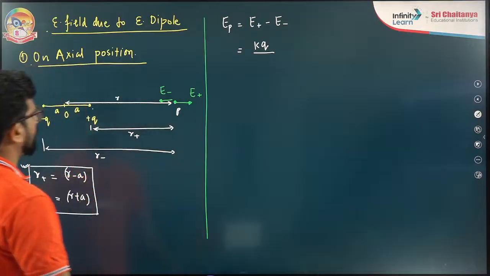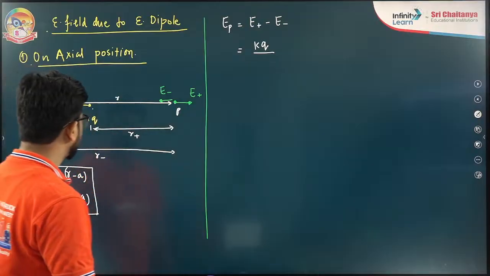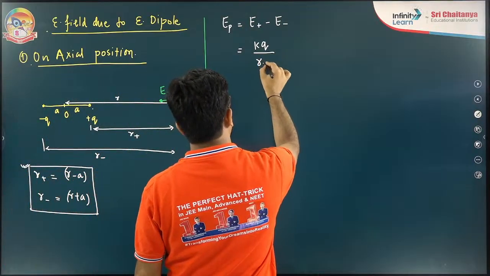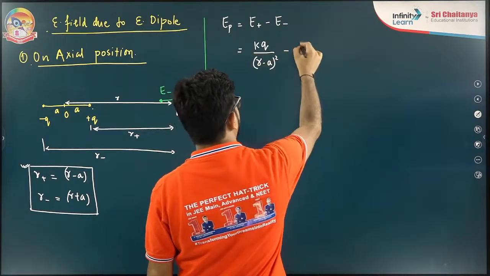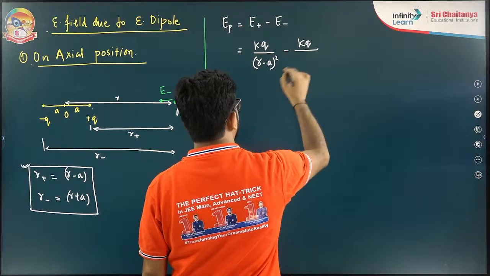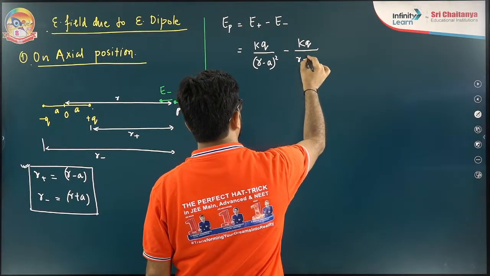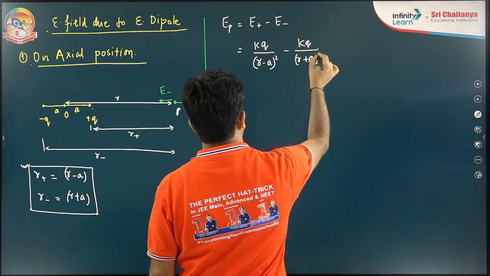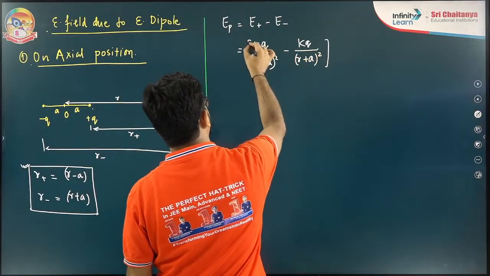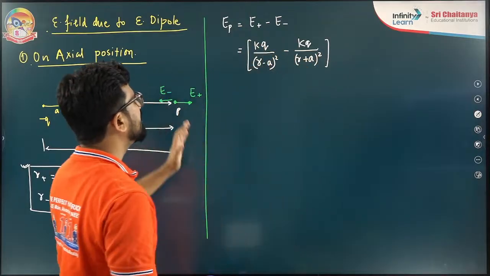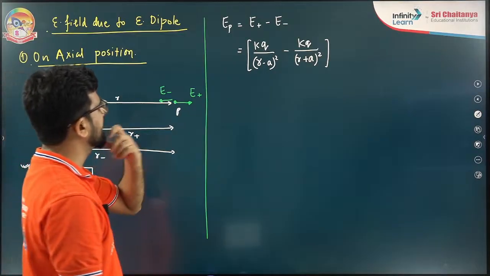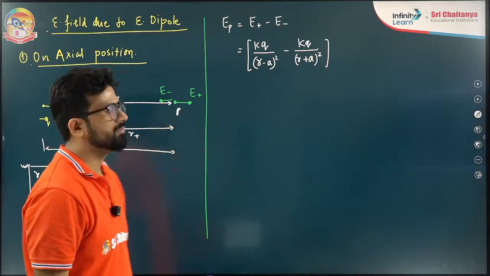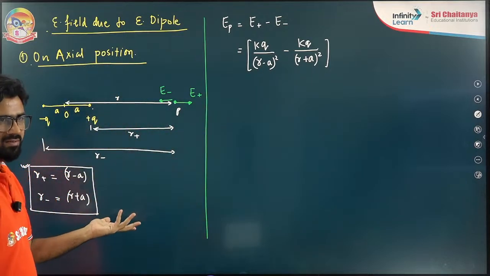What is the separation? For the positive charge, r positive means r minus a whole square. Similarly, for the negative charge, r negative means r plus a whole square. Just observe this carefully. This is the field at point P due to the positive charge: KQ by (r minus a) whole square, because it is KQ by r square.